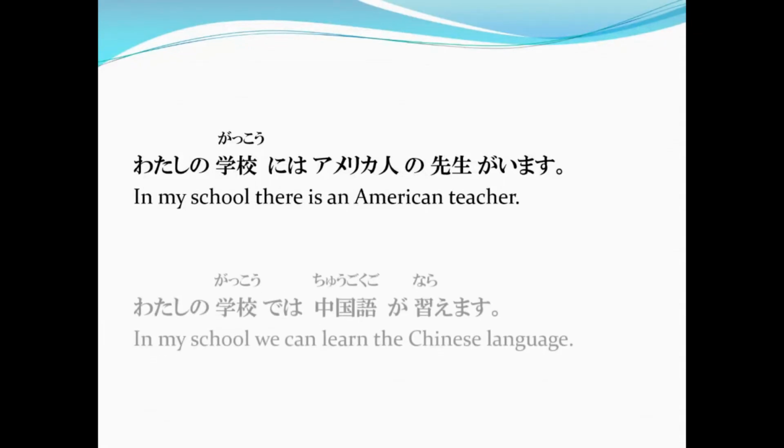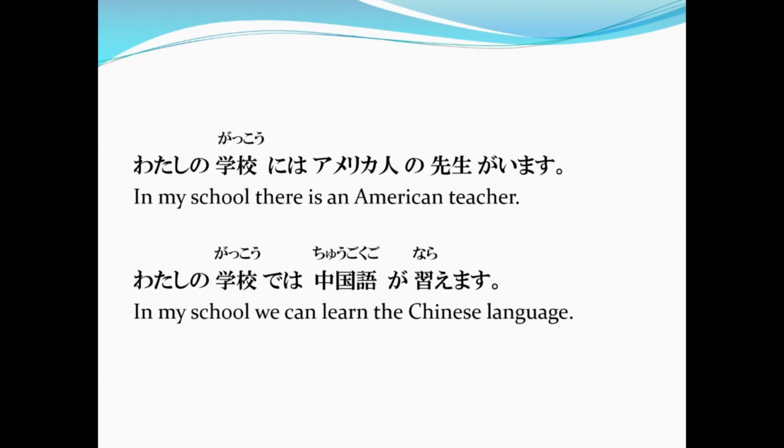Another example, Watashi no gakko de wa Chugokugo ga naraemasu. Again, Watashi no gakko de wa Chugokugo ga naraemasu. Now, adding wa to de from Watashi no gakko de means that you can learn Chinese language in the speaker's school, emphasizing that in his school, Chinese language is being taught. Wakarimashita ka?